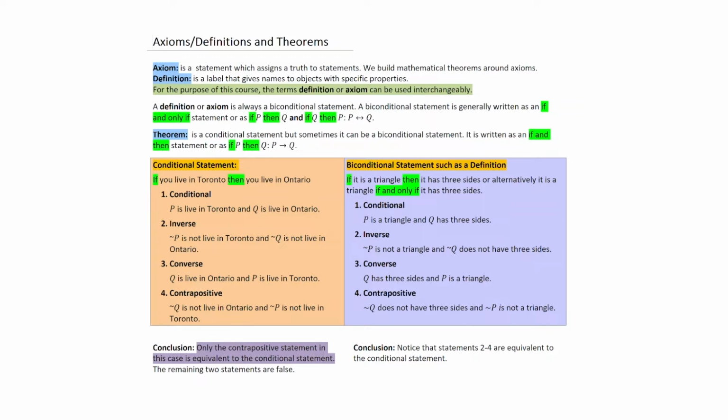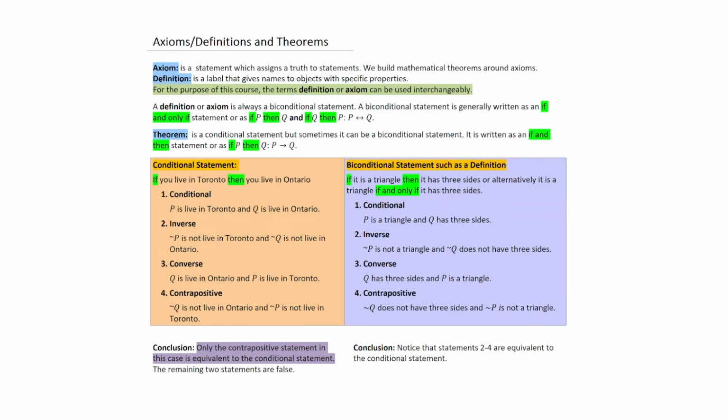So this would mean that if you don't live in Toronto, then you don't live in Ontario. Of course, that's a totally false statement. So keep that in mind, because we'll see at the end the reasoning that we take when we talk about proving theorems. What is the converse?